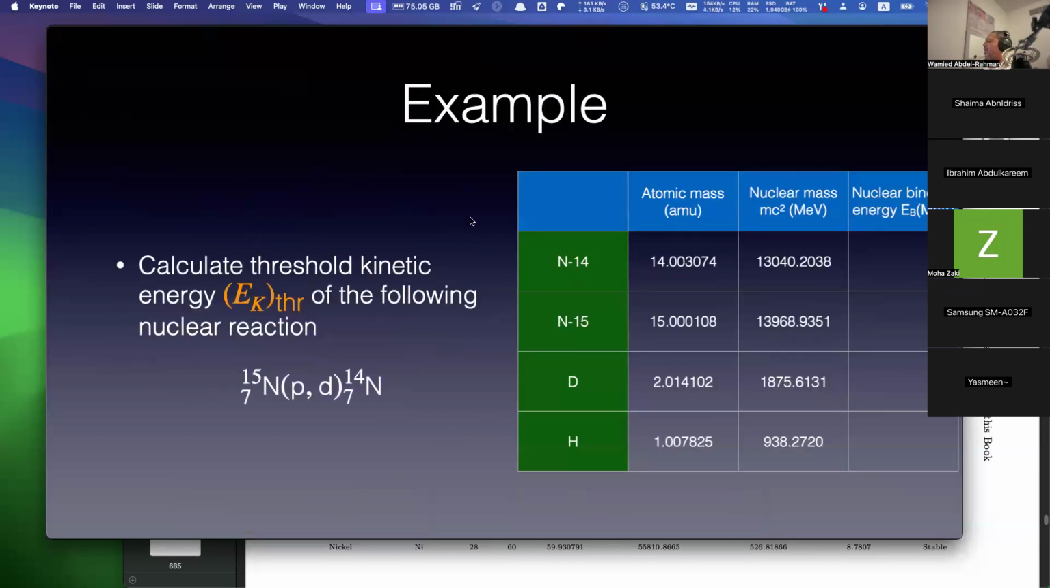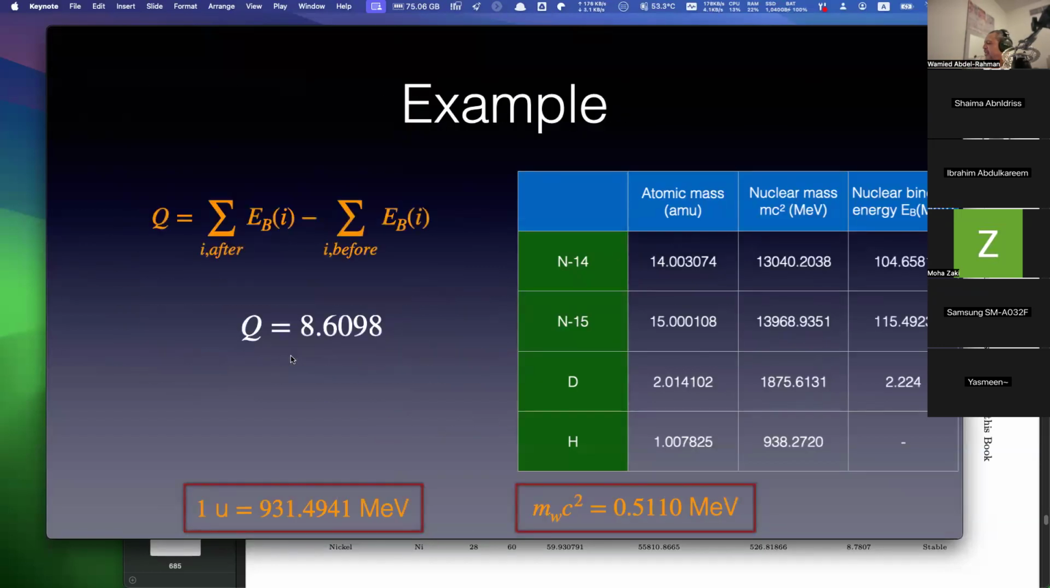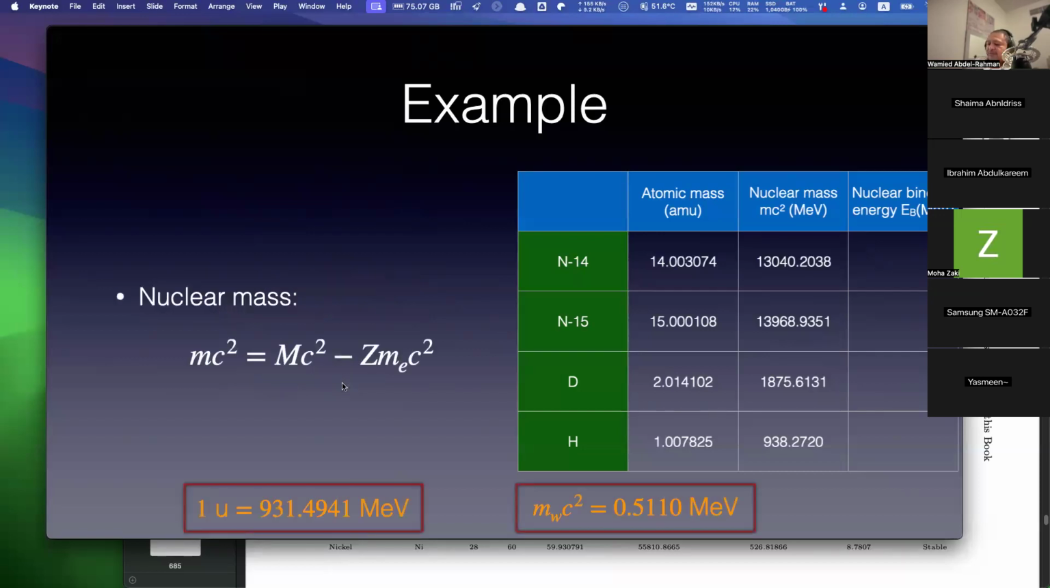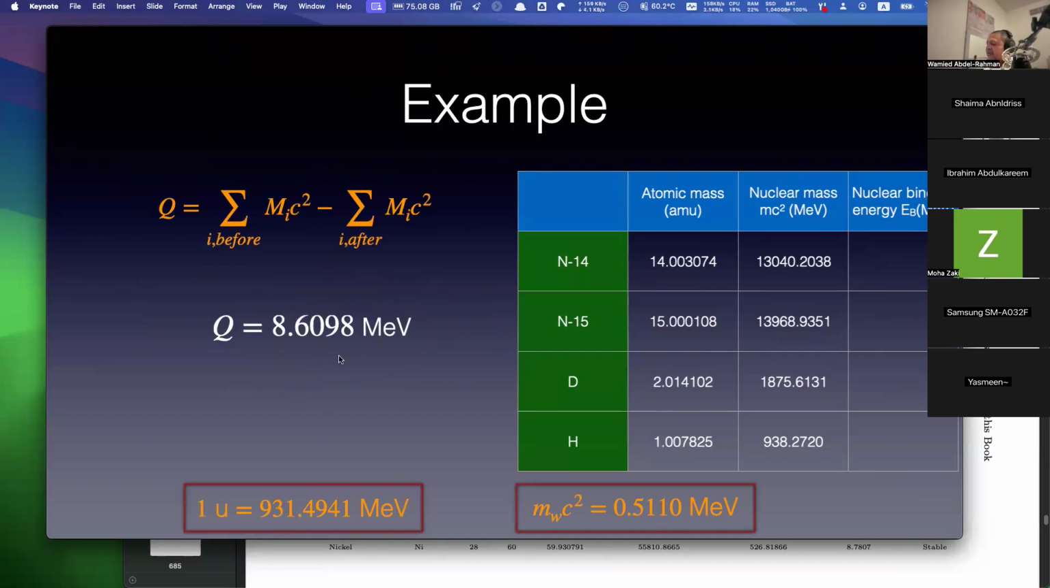So again, we want to calculate the threshold kinetic energy of this nuclear reaction. Remember, the reaction we had in our example was nitrogen-14 plus deuterium giving a proton and nitrogen-15. We calculated this to be an exothermic interaction, so actually no threshold is required. We just bring this deuterium close to the nucleus of nitrogen-14, and this interaction will happen, and we get this Q value.